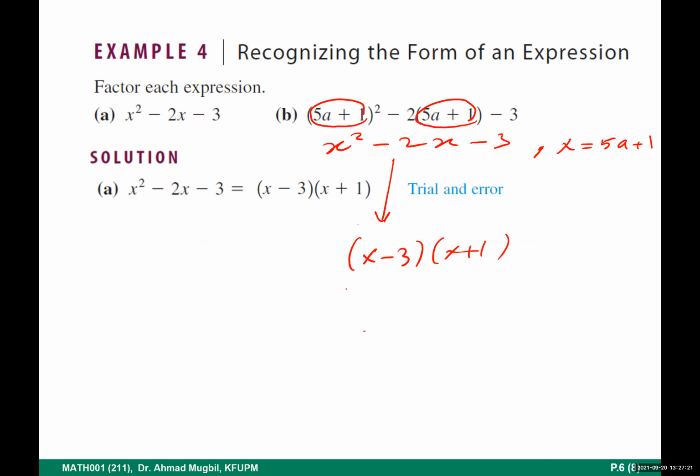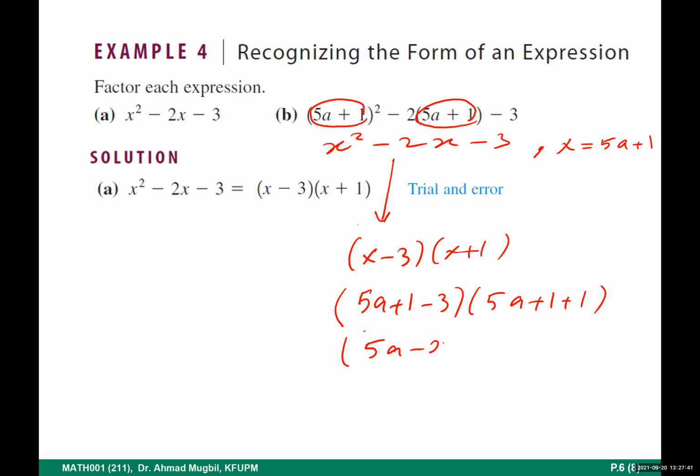Now what is your x? Return it back, substitute back. 5a plus 1 minus 3 times 5a plus 1 plus 1. Now this will be what? Now simplify inside the factor. When you are inside the factor, simplify.